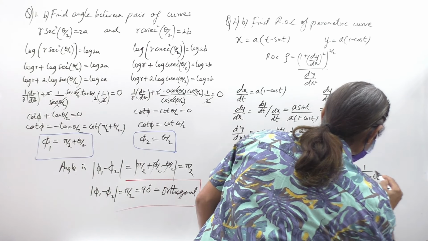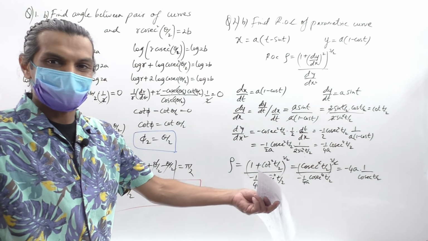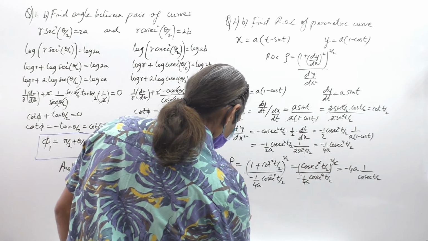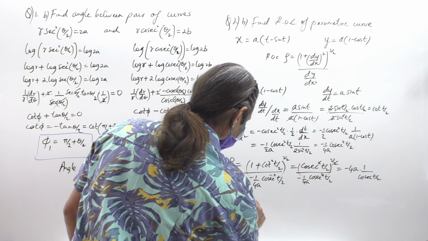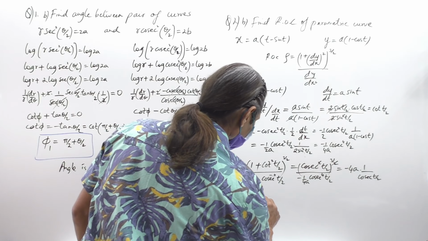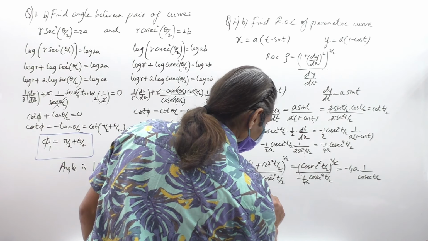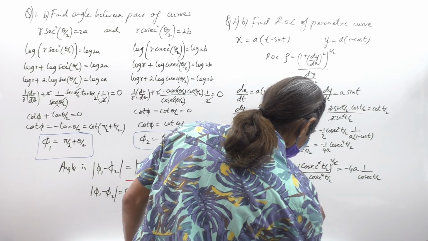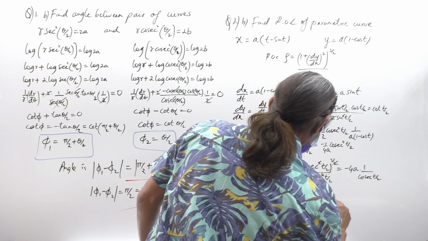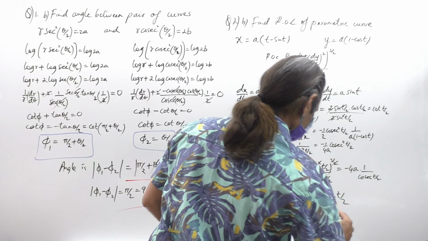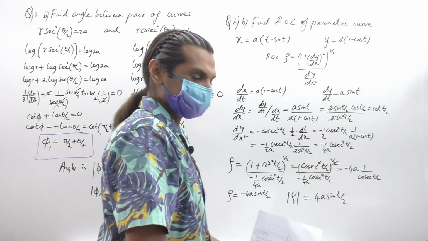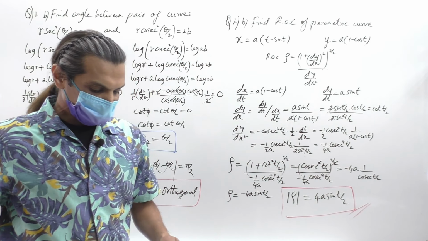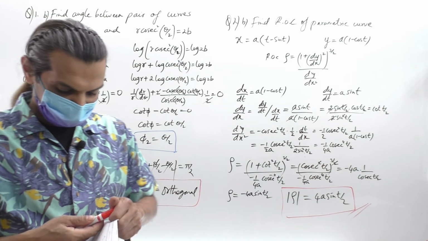But what is 1 by cosecant? 1 by sine is cosecant, 1 by cosecant is sine. Therefore, we can write rho is equal to minus 4a sine t by 2. That's all. Therefore, the radius of curvature rho, which is always positive, is equal to 4a sine t by 2. That's the solution. So rho is equal to 4a sine t by 2. That's it. I hope you understood the solution here. Fine.